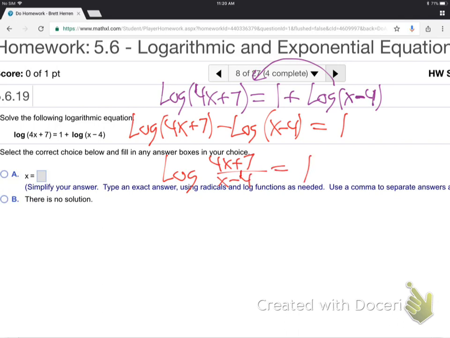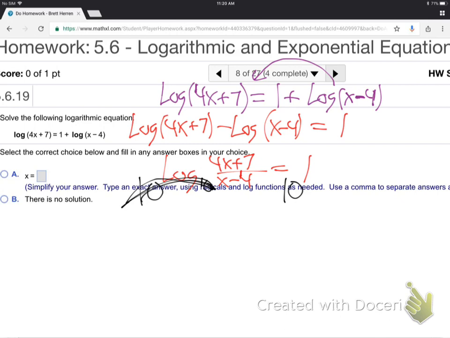Everybody good so far? Subtraction becomes division, right? If that was adding in the middle, it'd be multiply. Adding is multiply, subtraction is division. Good on that? And now, 2 logs, 1 log. Next, we got to get rid of the log completely. What's the base here? What's the hidden base? 10. So we do 10 to both sides, and these totally cancel each other out.